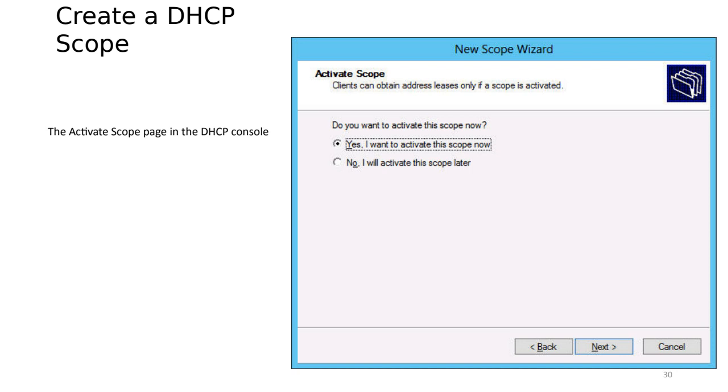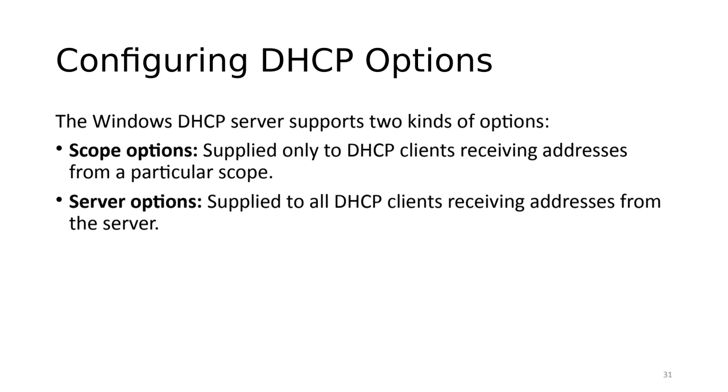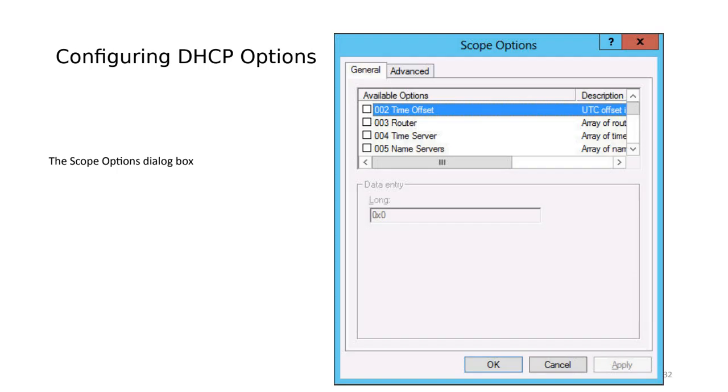Next, you need to configure the options which are scope options. It is supplied only to the DHCP client receiving address. And you have server options supplied to all DHCP client receiving addresses from the server. So these are the configuration options. Here are they here. If you look here. All right.